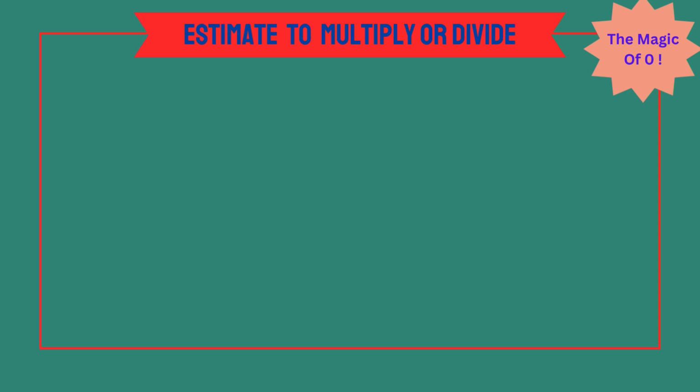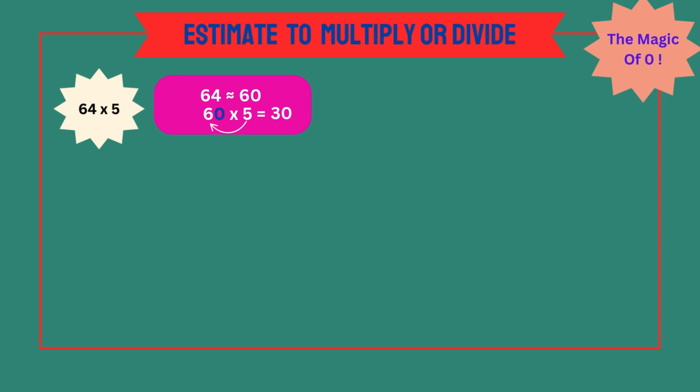Now that we've seen how estimation works with addition and subtraction, let's try with multiplication and division. First one here is 64 times 5. We round down 64 to 60. To calculate 60 times 5 is easier. We can just multiply 6 times 5 to get 30 and add the 0 from 60 at the end. So, we get 60 times 5 is 300. That is our approximate answer.